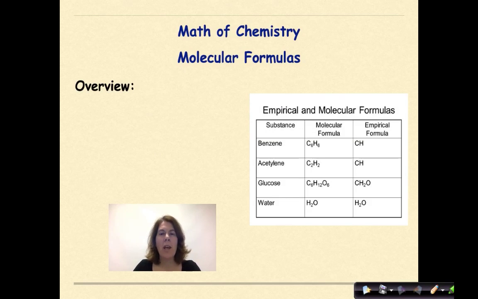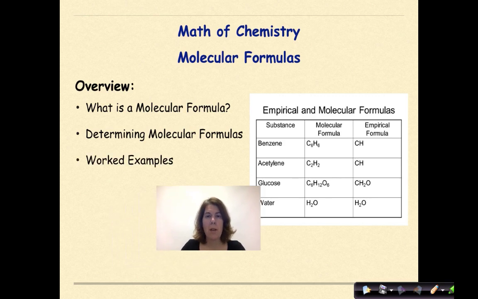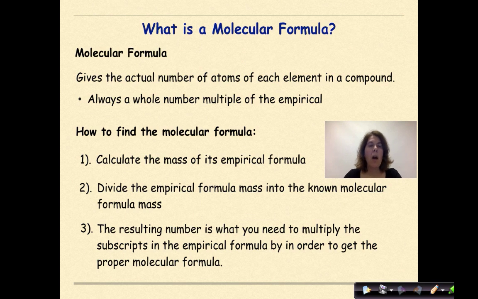Today we're going to be talking about molecular formulas. Specifically, we're going to look at what is a molecular formula, determining molecular formulas, and then finally some worked examples at the end. What is a molecular formula? A molecular formula is going to give the actual number of atoms of each element in a compound. These are always a whole number multiple of the empirical.